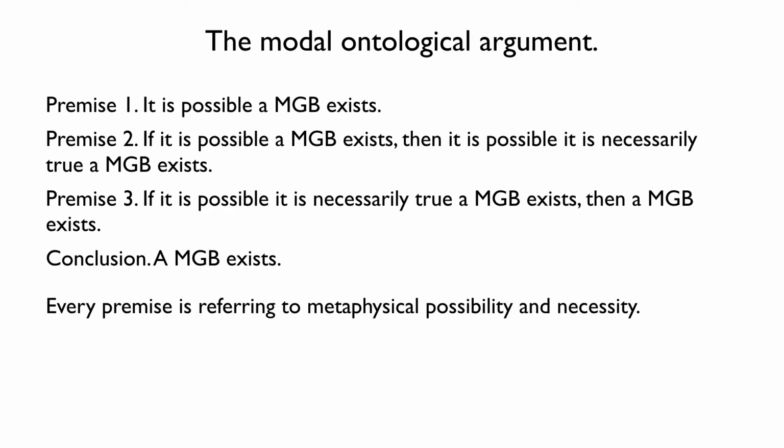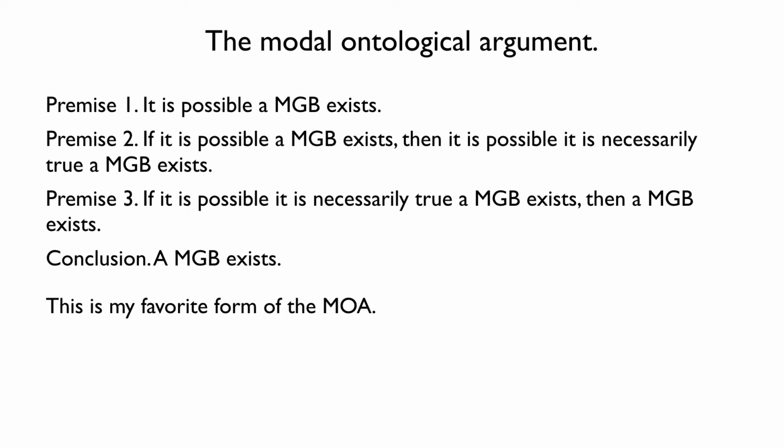Okay, the first thing I want to clarify is that every premise in this argument is referring to metaphysical possibility and necessity. The first premise is really saying it is metaphysically possible a maximally great being exists. The second premise is saying if it is metaphysically possible a maximally great being exists, then it is metaphysically necessarily true a maximally great being exists. I just didn't want to have to write the word metaphysically over and over and over again. So when we're doing the modal ontological argument, possibility and necessity means metaphysical possibility and necessity.